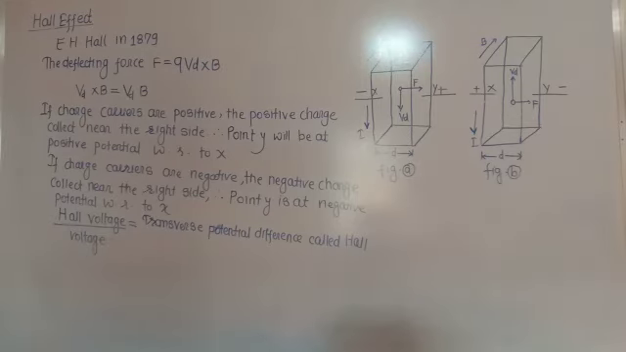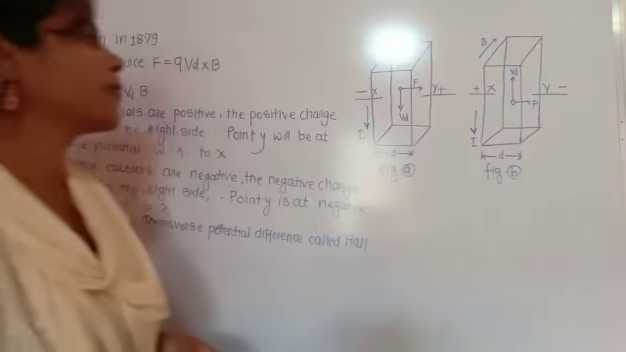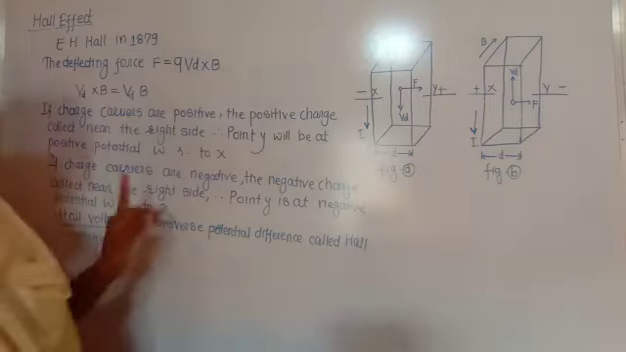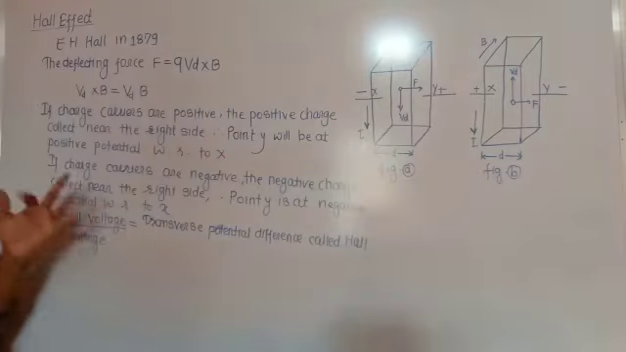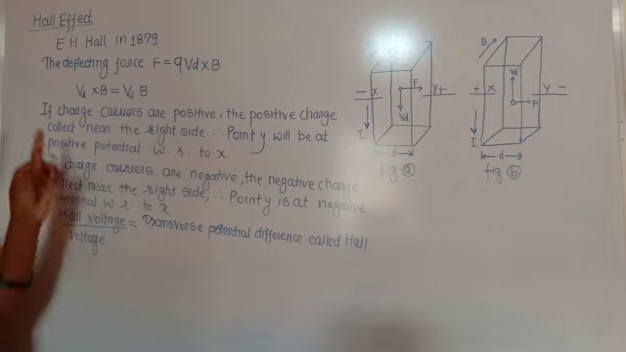Hall voltage is established between X and Y. Means if the accumulation of charge carriers stops between X and Y, then the transverse potential difference called the Hall voltage is established between X and Y, because the original potential difference is stopped.